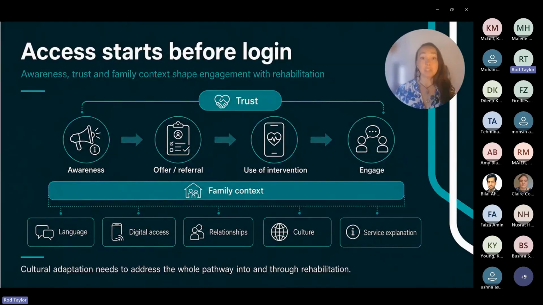But family situations vary, and British South Asian families may be navigating different cultures, expectations, and relationships within the same household. So the facilitator training also focuses on identifying what kind of family support is wanted, appropriate, and acceptable for each patient. That matters because involving family in the wrong way or against the patient's wishes could damage trust rather than build it. So digital and cultural adaptation need to address the whole pathway into and through rehab, not just the digital interface.